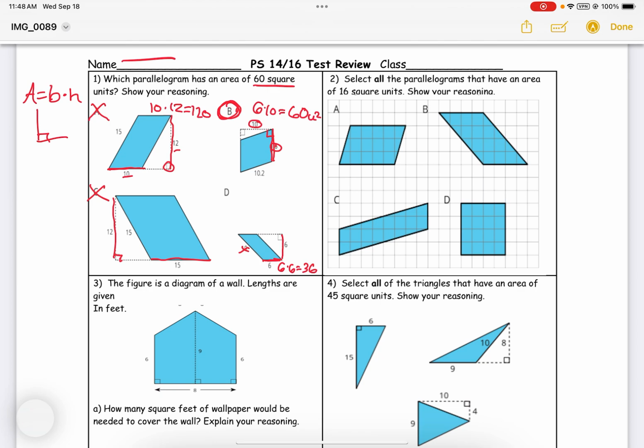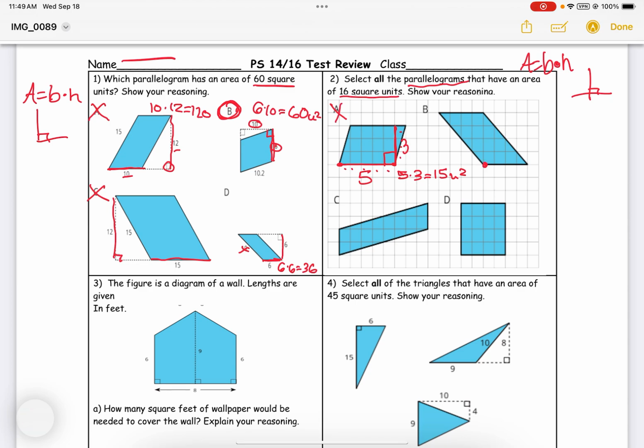Okay, for number 2, select all the parallelograms that have an area of 16 square units. Again, since it's parallelograms, we're doing area equals base times height. Again, the base and the height need to form a right angle, or they need to be perpendicular with each other. So I'm going to pick this side from my base. Remember, from dot to dot. 1, 2, 3, 4, 5. My height, I'm going to draw my line right here because this is a right angle. And it's 1, 2, 3 units. 5 times 3 is 15 units squared. So I'm not picking that one because it needs to be 16. So A does not work.